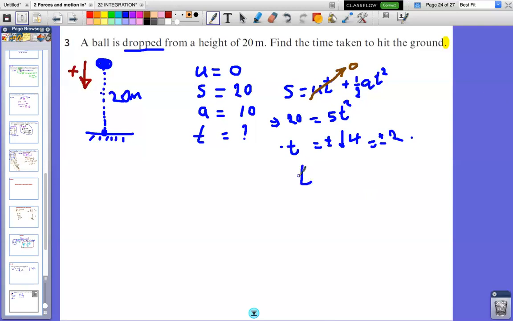Now, remember yesterday how I told you guys that in most cases, in 90% of the cases, when you have problems to solve for t from s equals ut plus half at squared, you will have one value positive and one value negative. You will always ignore the negative value if it's t, because t cannot be negative. You can never have a negative time. All right? So it will always be the positive value. Okay.